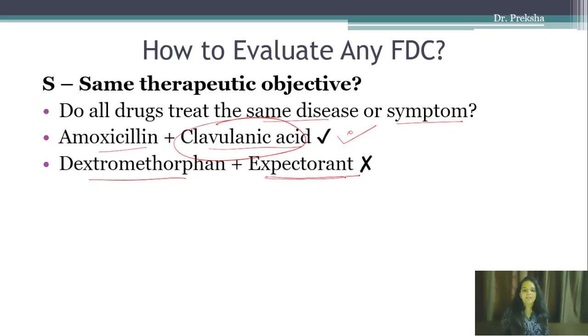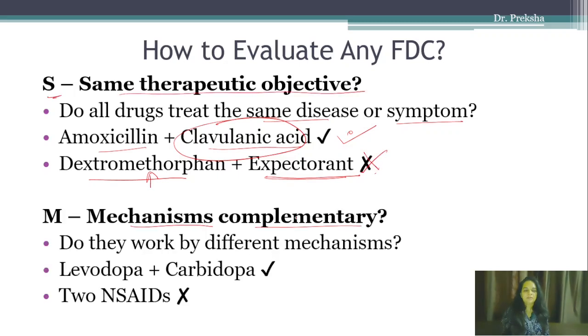Dextromethorphan plus expectorant: these two drugs are not needed for the treatment of the same disease. For example, for dry cough, dextromethorphan is enough, so an expectorant is not needed. So this is an irrational FDC. Next, M is whether the mechanisms are complementary or not. Do they work by different mechanisms? For example, levodopa plus carbidopa. If yes, then it is a rational FDC. Two NSAIDs act with the same mechanism, so this is an irrational FDC.